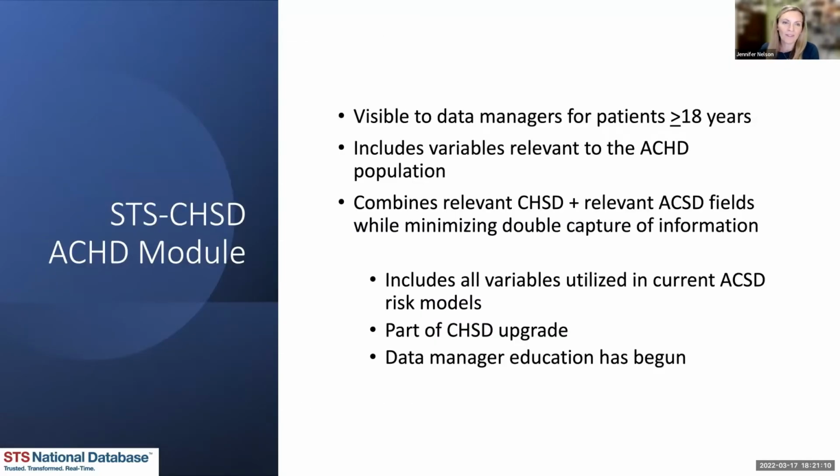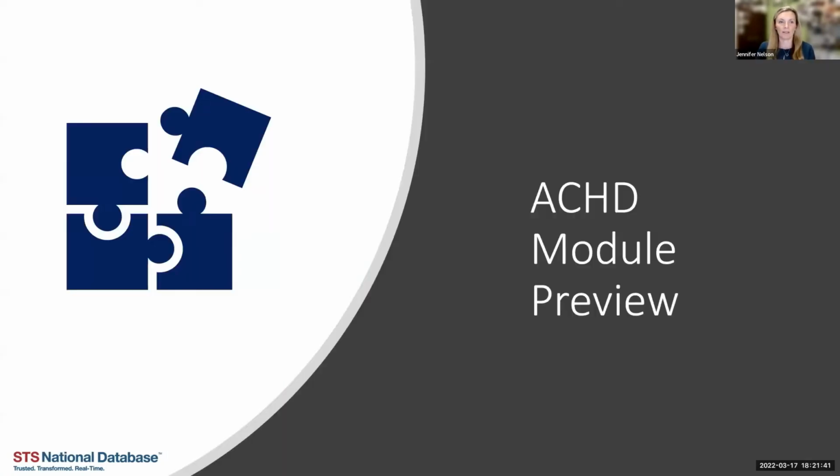So for example, the data manager will only see aortic surgery fields for those patients who are undergoing aortic operations. I'm happy to report that the adult congenital module will now serve as the repository of information for all adults that are being entered into the CHSD. And this module is aiming to combine relevant CHSD with relevant ACSD fields while minimizing double capture of information on the data collection form. So hopefully this will be a more efficient strategy to accurately represent this population.